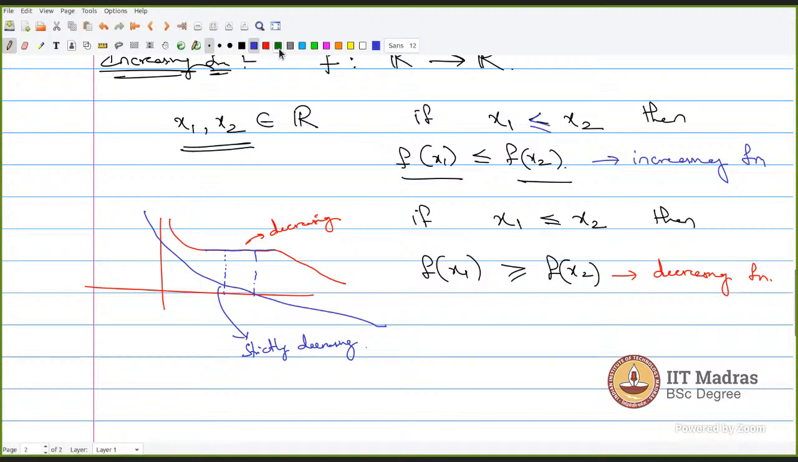Same goes for increasing. For strictly increasing, it should increase continuously. But for increasing, it can sometimes be constant. So it increases for some interval, then it can be constant for some interval, and again it will increase. So this is increasing.